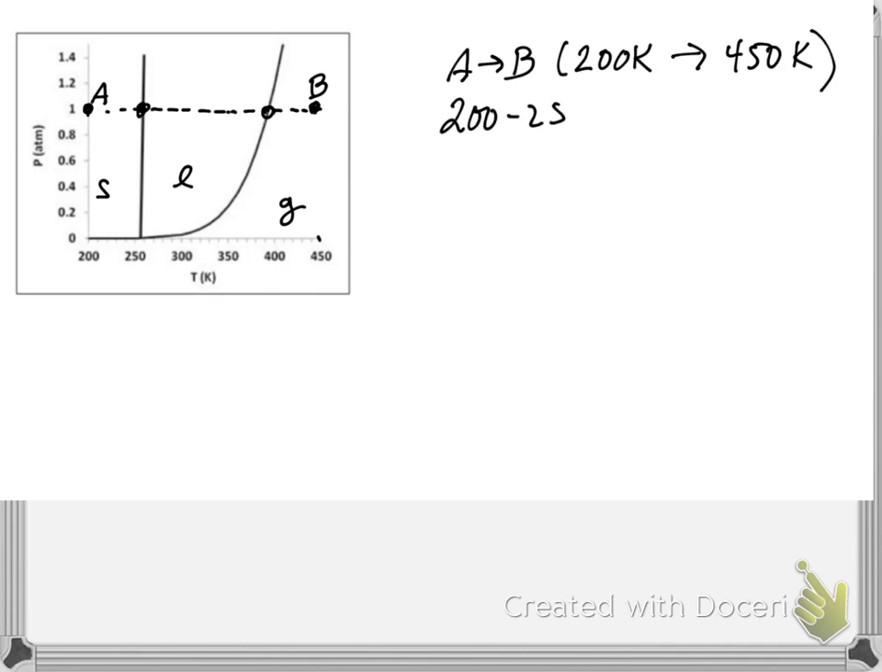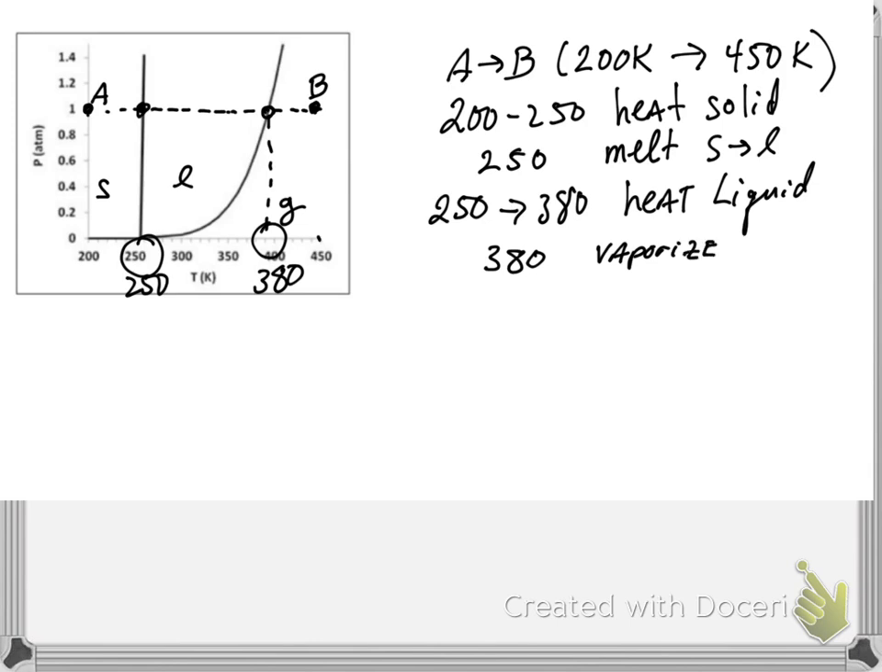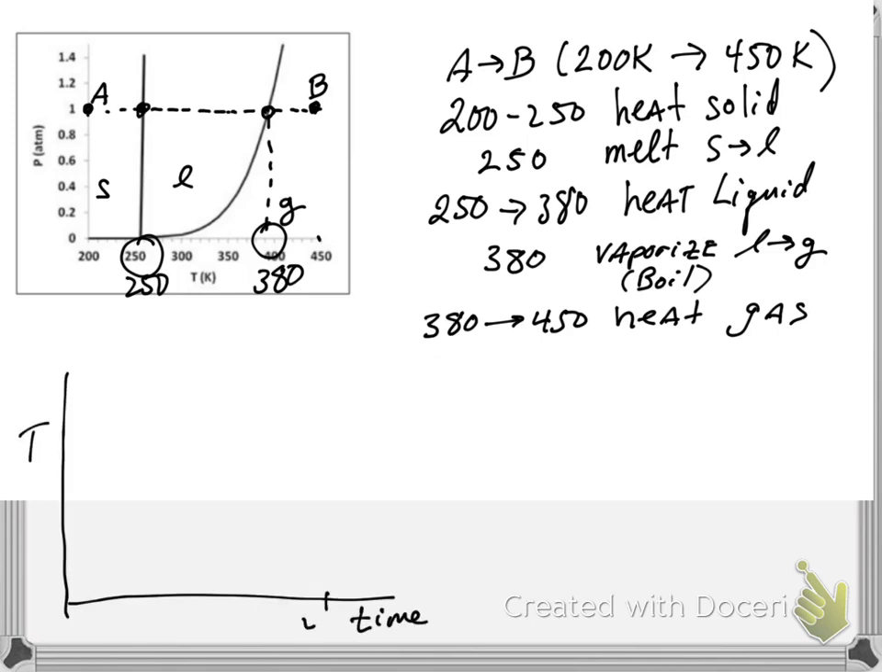Well, first, from 200 to 250, we're heating the solid. And at 250, we're melting. So we're going from solid to liquid. From 250 to about 380, we're heating the liquid. And exactly at 380, we start to boil or vaporize liquid to gas. And then from 380 to 450, we are heating the gas. So 5 different processes, all of them with delta E positive. So let's put our temperature versus time picture up.